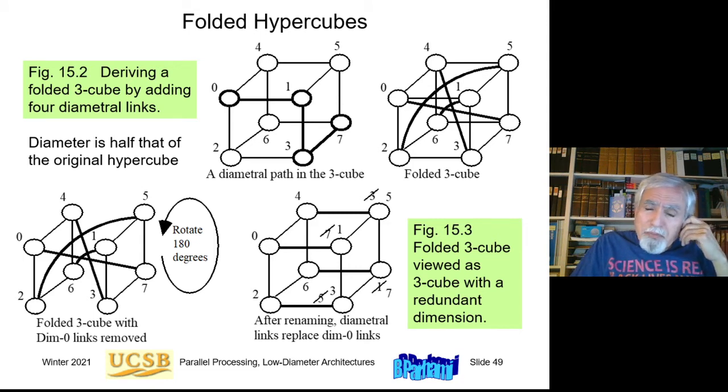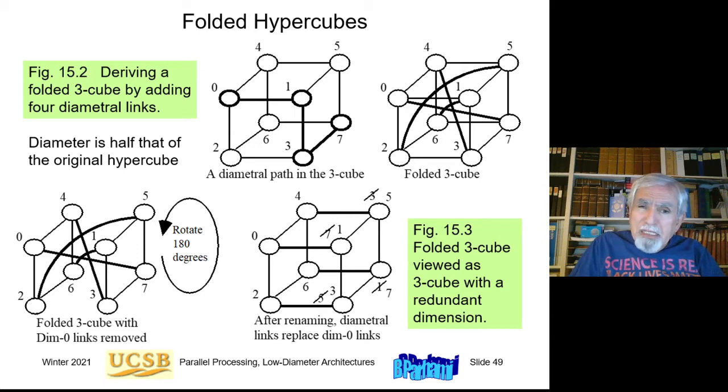Why is that? Well, the reason that it cuts the diameter to 1/2 is that if I take a node from which I want to send a message to another node, if the Hamming distance between the source node and the destination node is less than half of q, then I can send a message normally through the regular connections of the hypercube.